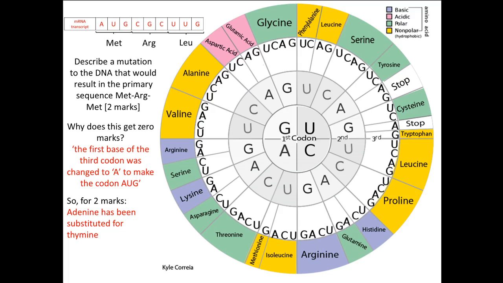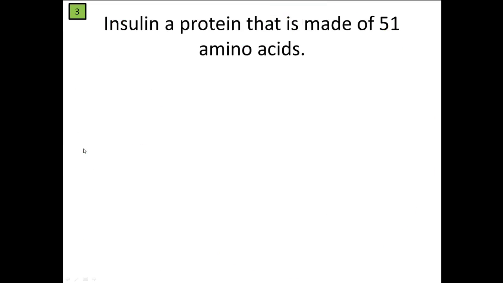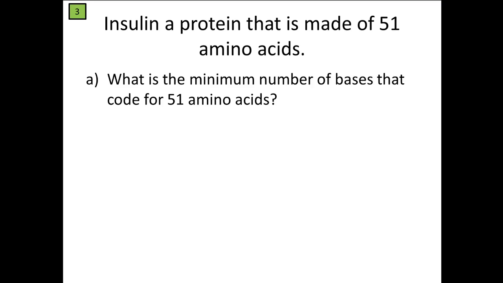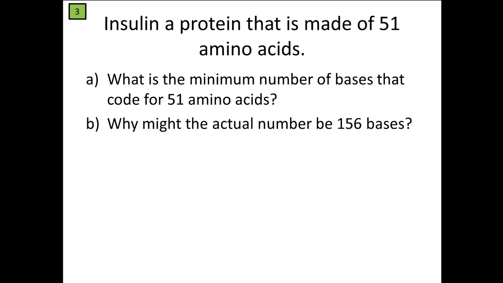Okay. The next bit, just be on your guard, because this otherwise is too easy for 2 marks. Number 3, page 3. Insulin is a protein that is made of 51 amino acids. So what is the minimum number of bases that code for 51 amino acids? So that's 51, and 3 bases code for an amino acid. So it is 153.